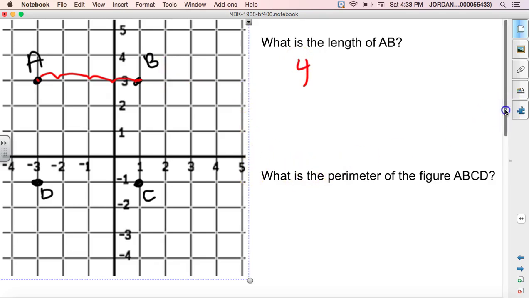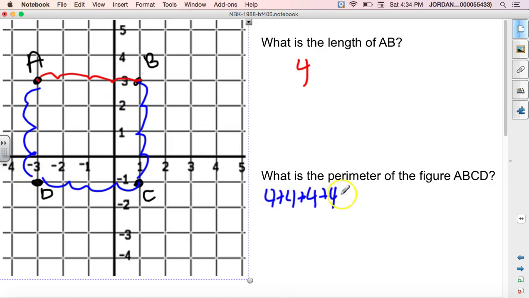And then it asks us to find the perimeter of the figure. Remember, perimeter is the distance around, so you have to add up how far it is around. So we need to count the other sides. This side is 1, 2, 3, 4. 1, 2, 3, 4, and 1, 2, 3, 4. So they're all 4. So we're going to add up 4 times, and when you add 4 4s, you should get 16. So the perimeter around this figure is 16.